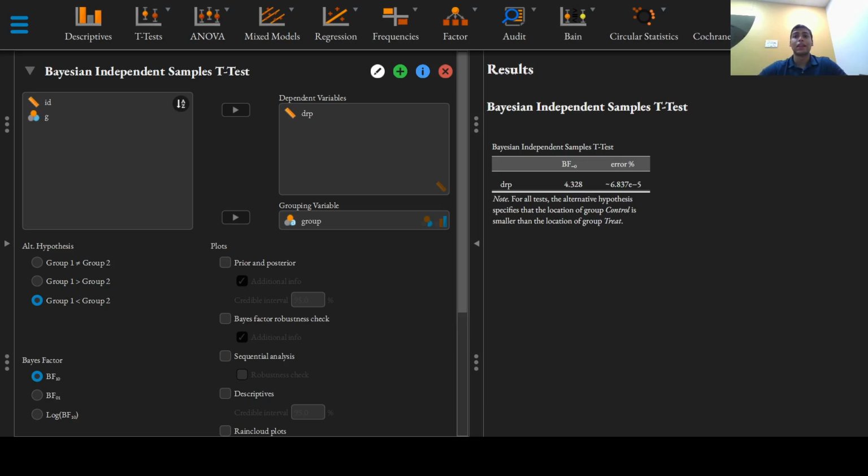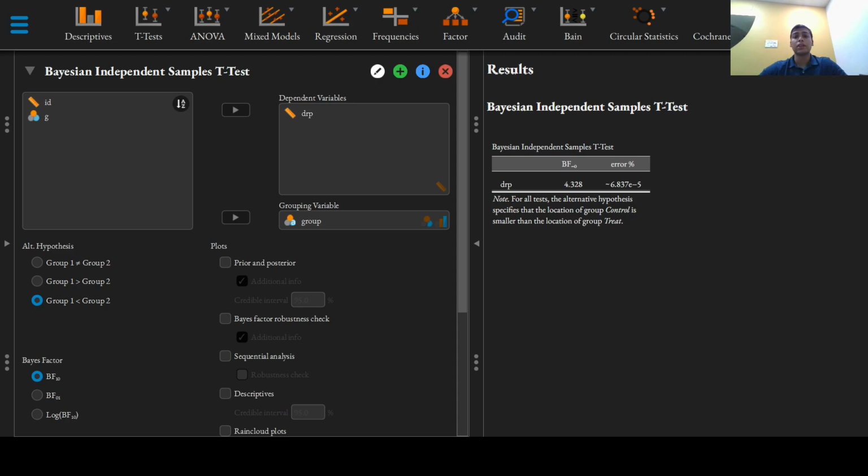Greetings everyone, and welcome to this video on input options for the Bayesian independent samples t-test. Building on the previous video, after we have assigned the variables in their boxes in JASP, we would now like to explore some more input options for the test.